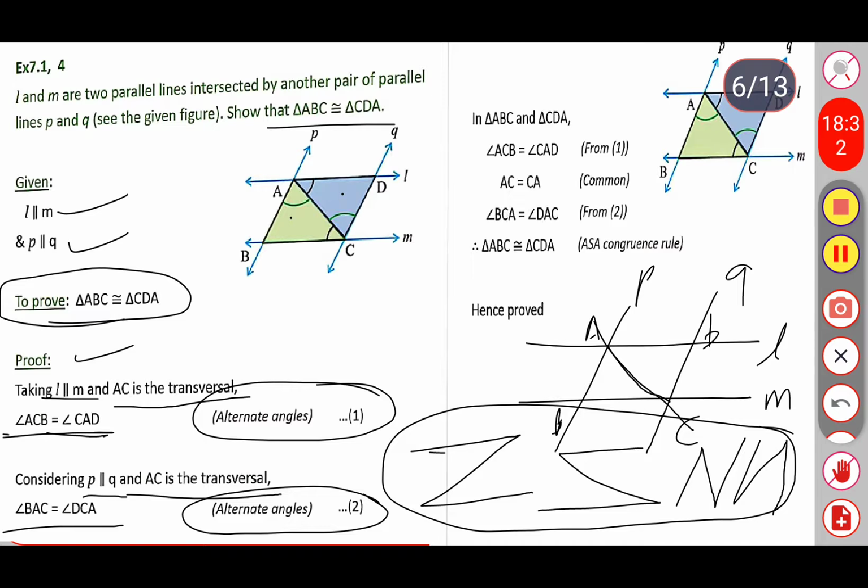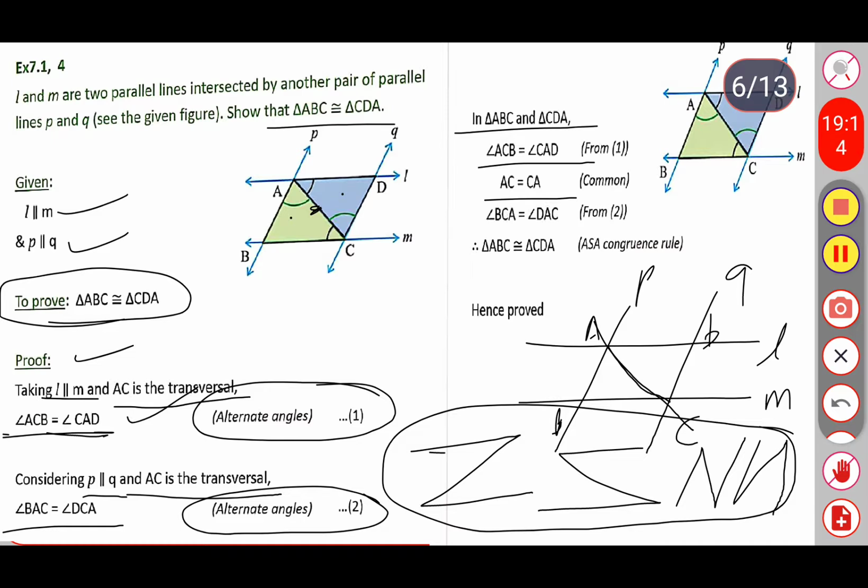Now consider the two triangles, first triangle ABC and second triangle CDA. With the help of these two triangles, we can easily prove that the triangles are congruent. In the given two triangles, angle ACB is equal to angle CAD, we already proved in the first equation. Second one, AC is equal to CA. It means AC is the common side for both triangles ABC and ADC.